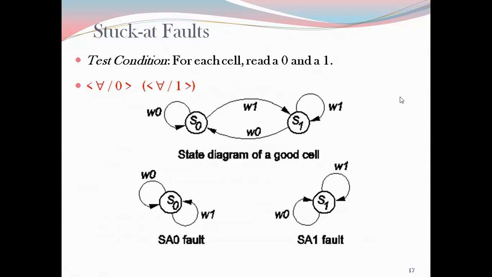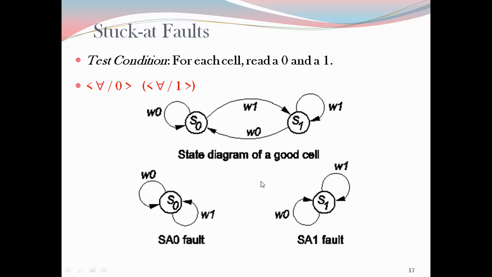So if I write 0 to a cell which is already having a 0, obviously my state will not change. But if I write 1, yes, my state is to be changed. So once I write 1, it should change to S1. Similarly, if I'm in S1 state, if I write 0, it should change from S1 to S0. So this is if my memory is not having any problem.